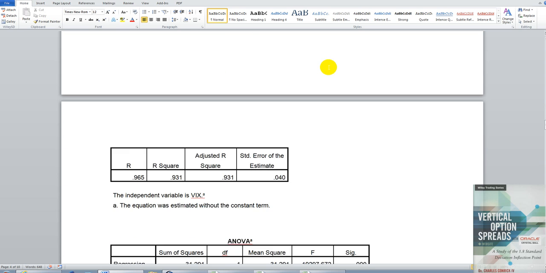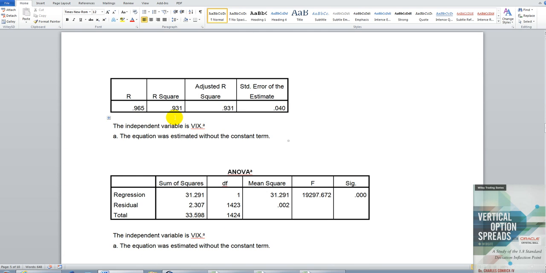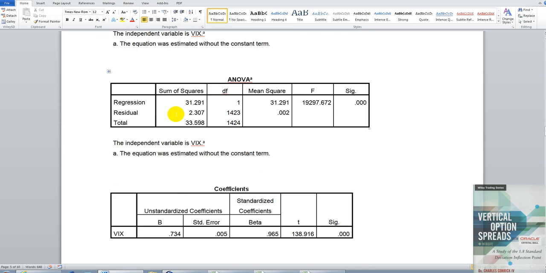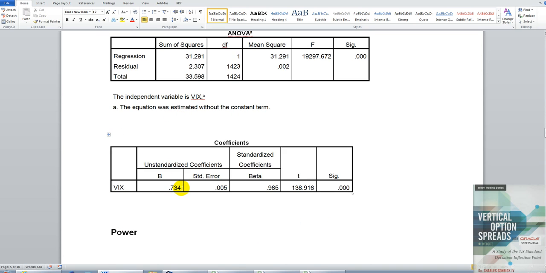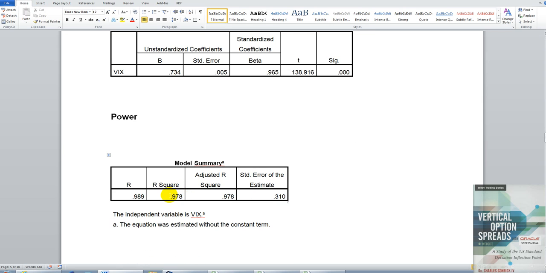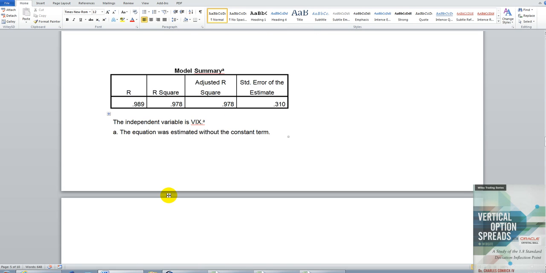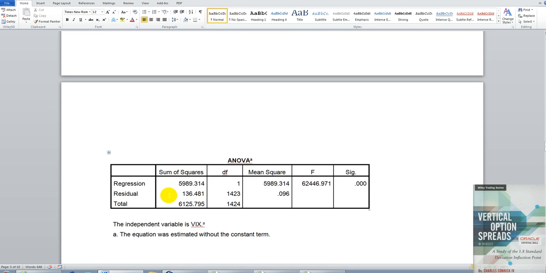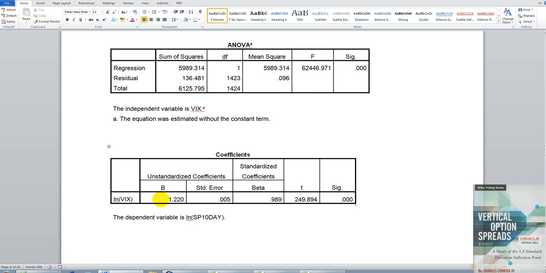I did the same thing with the 10-day. Got an R squared on the linear regression of 93%, and the coefficient was 73%. So if you take the VIX, multiply it by 73%, you get a pretty good estimate of what the forecasted actual volatility is. You'll notice the R squared was about 98% on the power regression, and that exponent is 1.22.